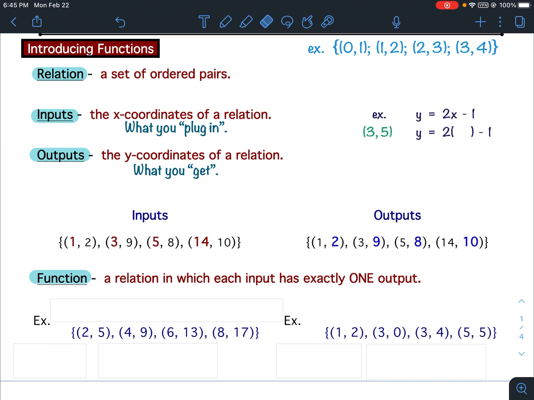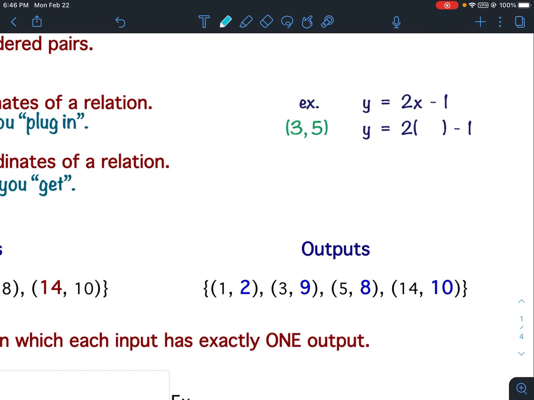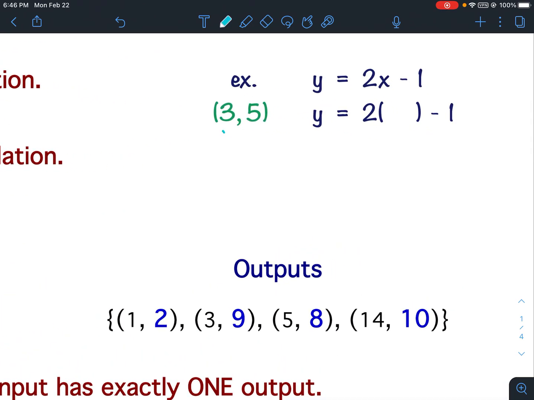Okay, so write down this example. Write down the equation y equals 2x minus 1. We are going to see if the ordered pair (3, 5) is a solution to this equation. Or another way they might ask it is, does that point lie on this line, and so forth. So which is your x-coordinate and which is your y-coordinate? The 3 would be your x-coordinate, the 5 would be your y-coordinate.